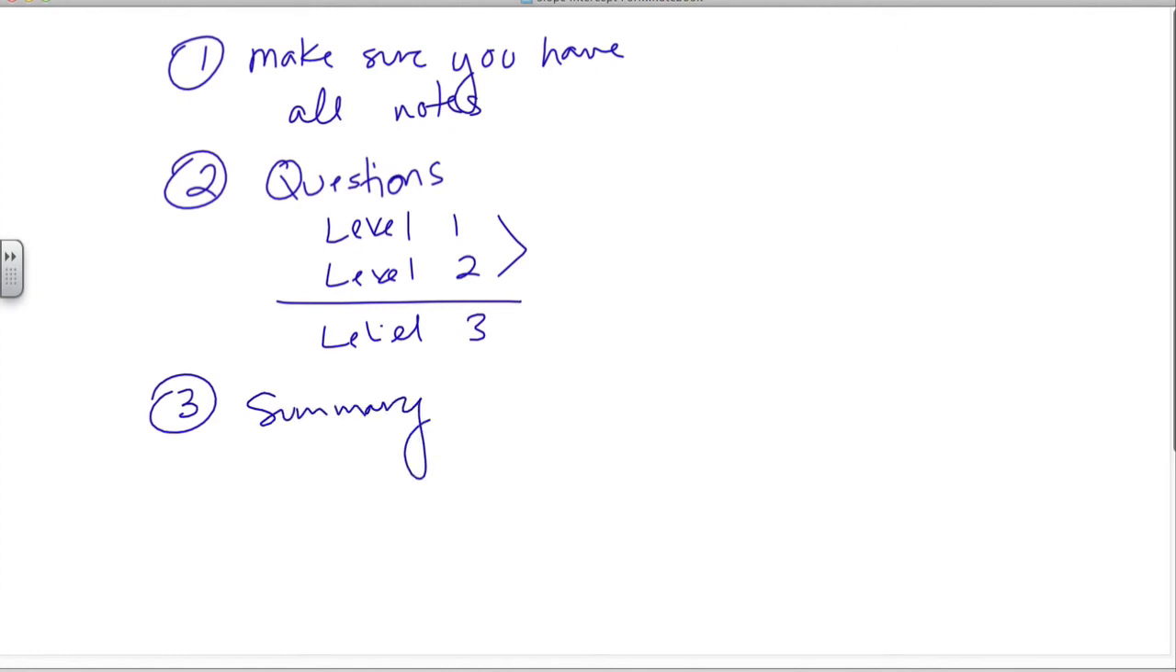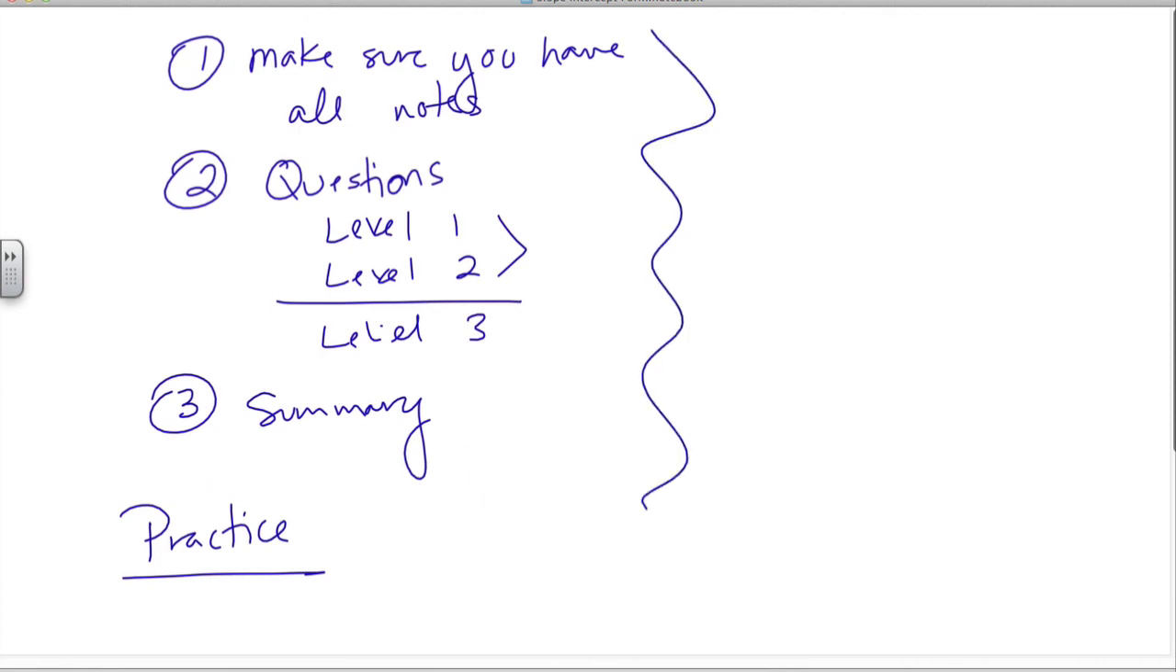And then the third thing, of course, I want you to do is your summary. After this, you're going to get to do some practice graphing in slope-intercept form, but I really do want you to do all 3 of these things first. Okay?